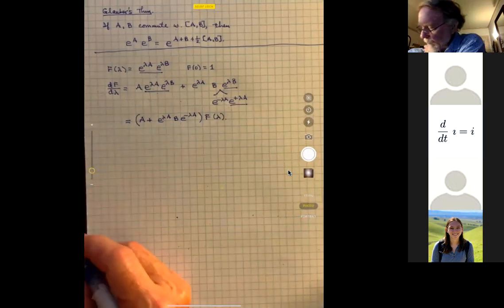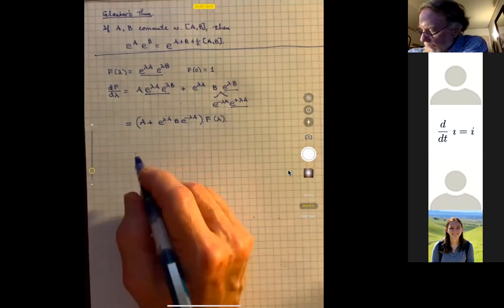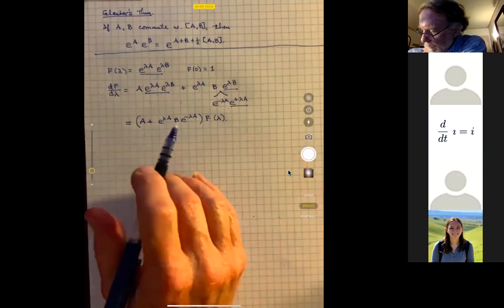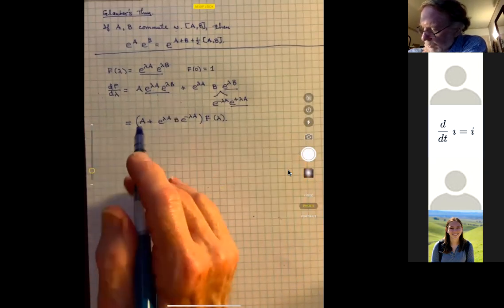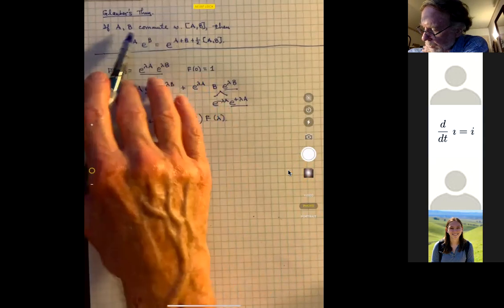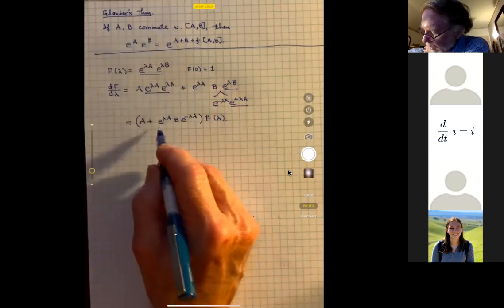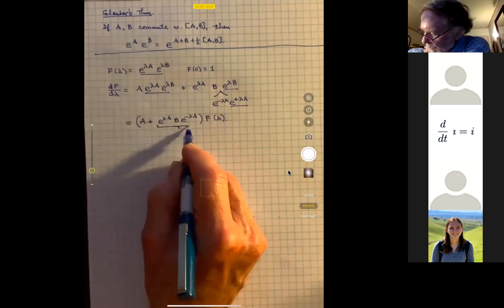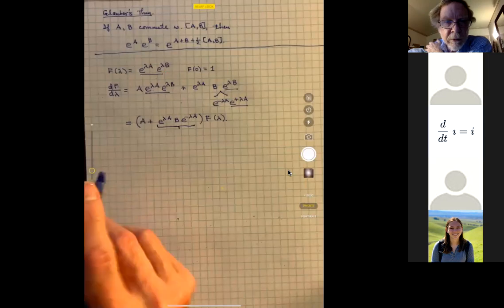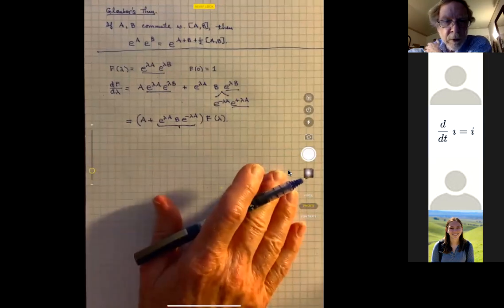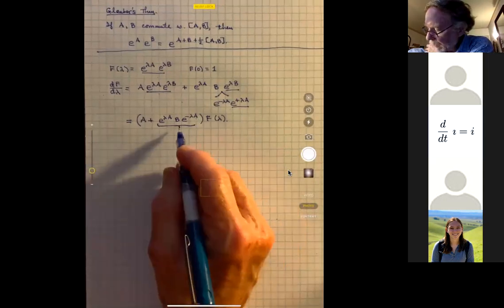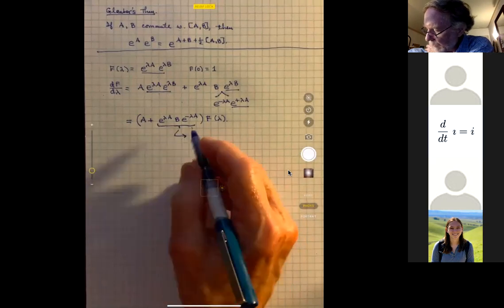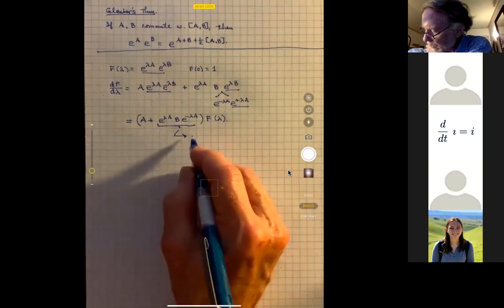Now, so far I haven't done much. I haven't used the assumptions in the theorem, but now I'm going to do that. This product of operators here was one that appeared in the very first homework problem. And I hope by now you remember, and it's not too late to remember, that this can be expanded in a Taylor series.